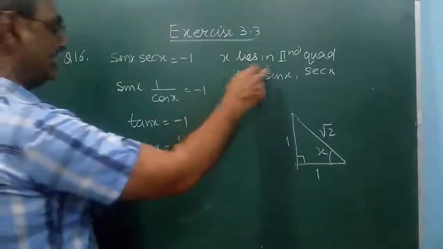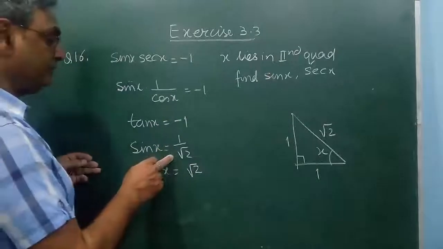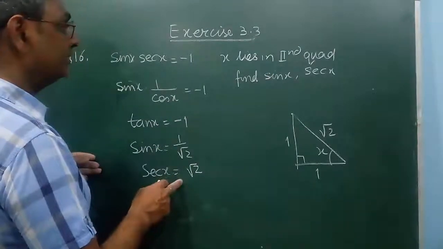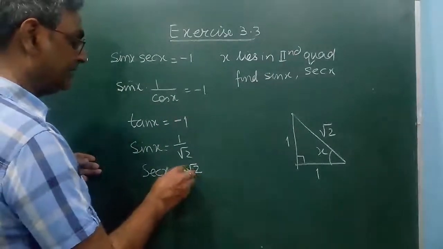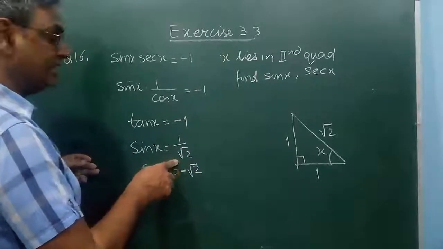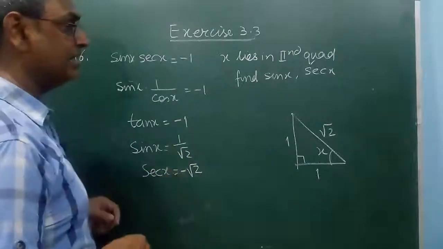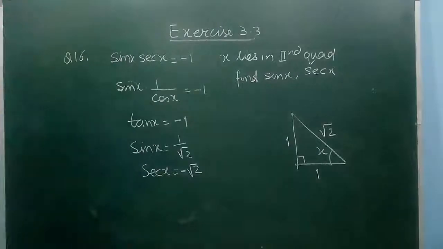Now this is in the second quadrant, where sin will be positive and sec will be negative. So the values will be: sin is 1 by root 2 and sec is minus root 2.